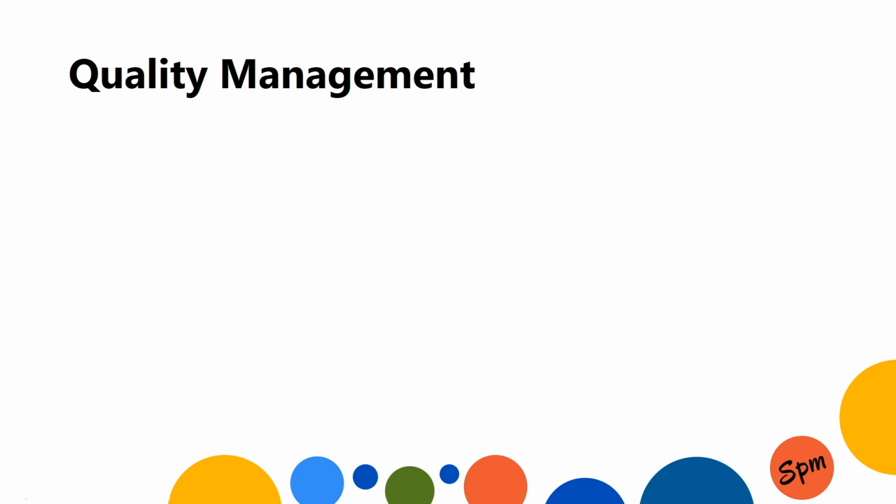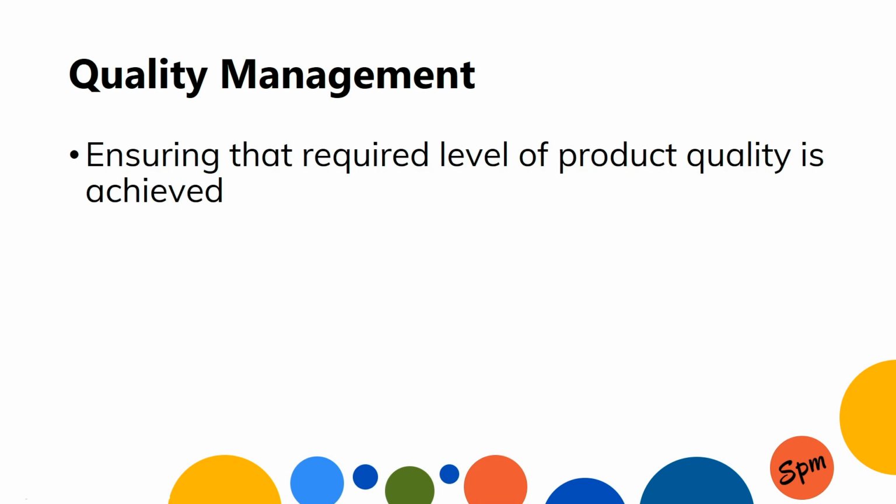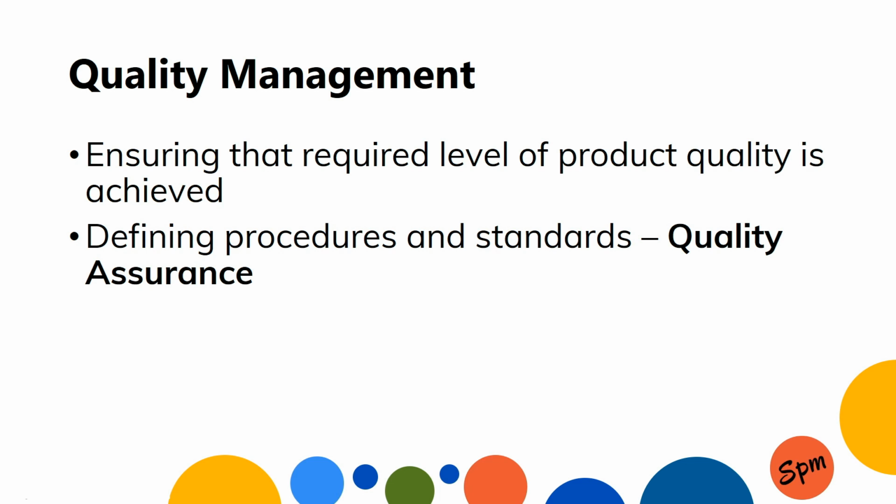Now let us discuss the quality management process. To ensure that the required level of quality is achieved, we must follow some well-defined procedures. For example, first we should define the procedure and standard. We can define the standard like how the process should be done, how the coding should be done, how good the documentation should be. We can define the response time, load time, FPS, etc. This is also known as quality assurance.